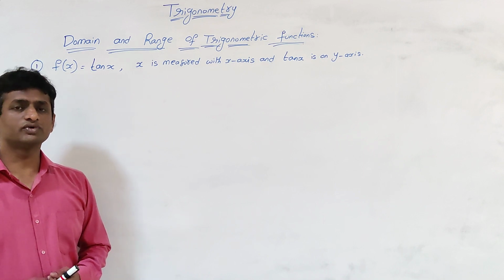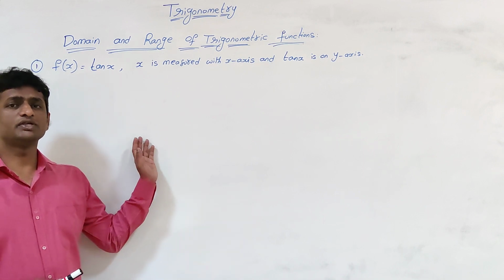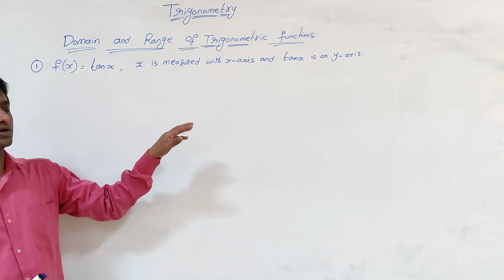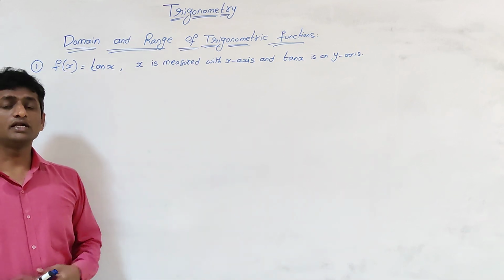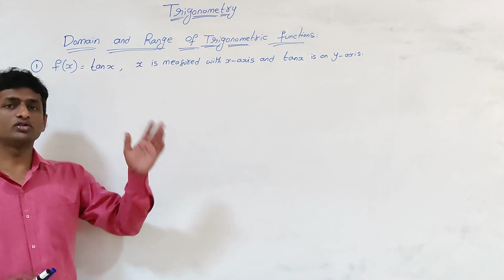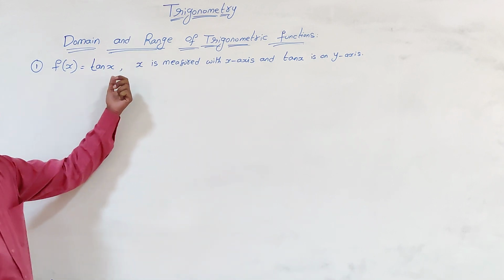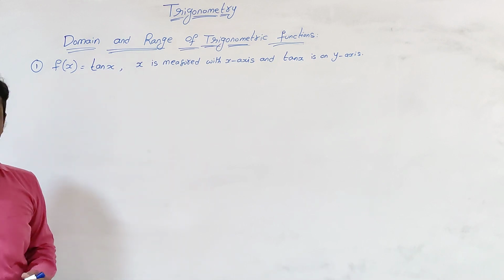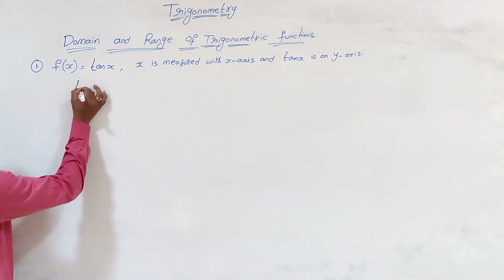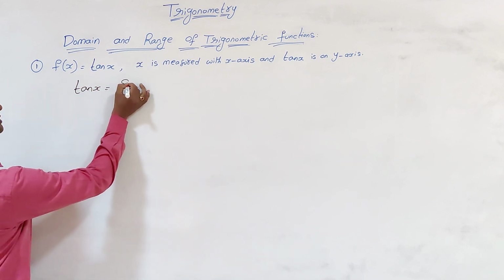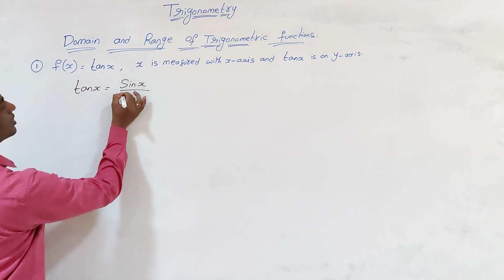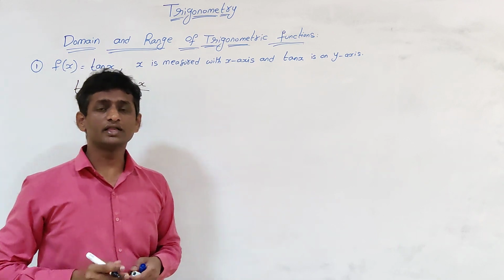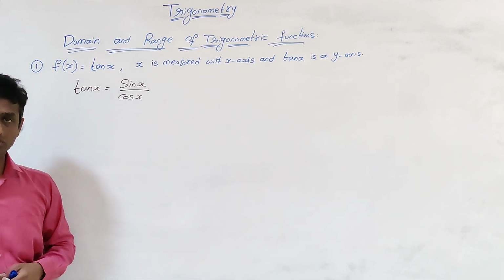Now we'll go for the next one, tan x. x is nothing but a set of all inputs which will be on the x-axis, and for tan x, the outputs will be on the y-axis. But now we'll see what is the domain and range of tan x. Whereas tan x can be written as sin x by cos x. Means it is like a function by another function. It is in the form of f by g.